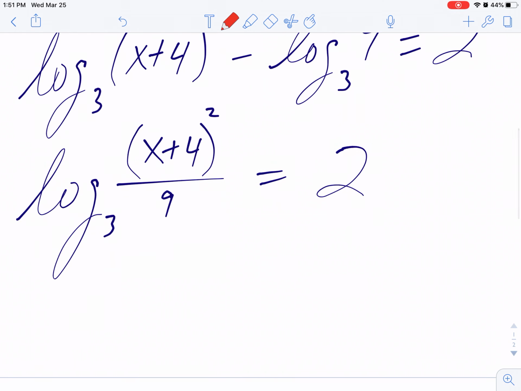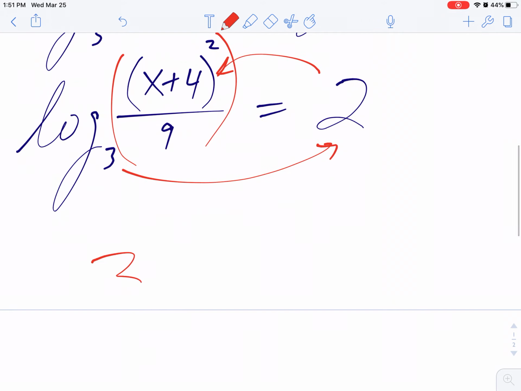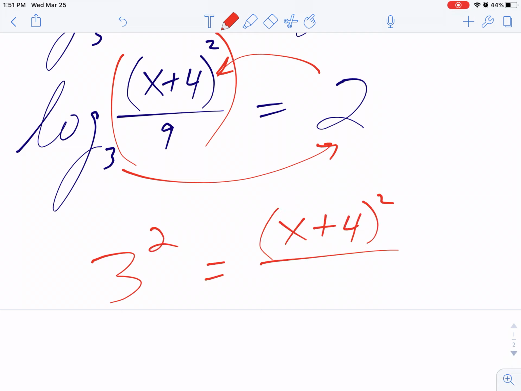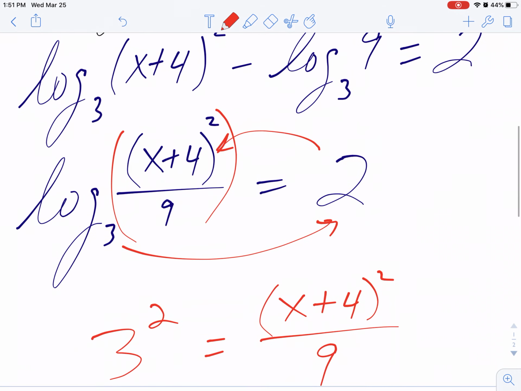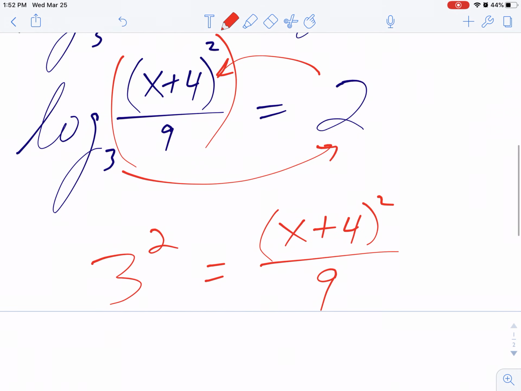Now, I know it's a mess, but now we can rewrite it. We can get rid of this logarithm. 3 to that power equals that stuff, all of that stuff, okay? So 3 squared equals (x plus 4) squared over 9. That's our next step. So up here, we use the power rule, then we use the quotient rule. Now we're rewriting it. So basically, we're trying to get rid of the logarithms.